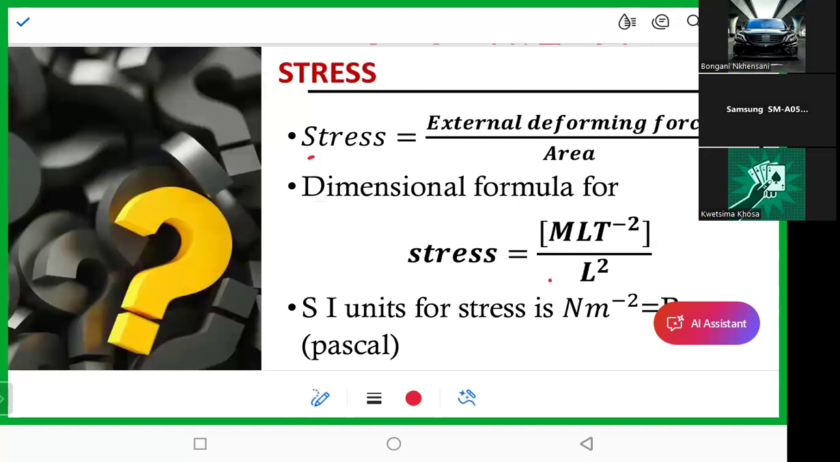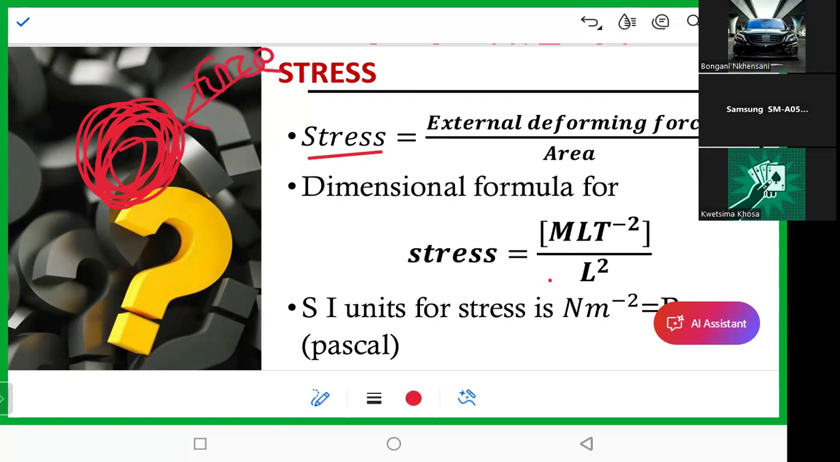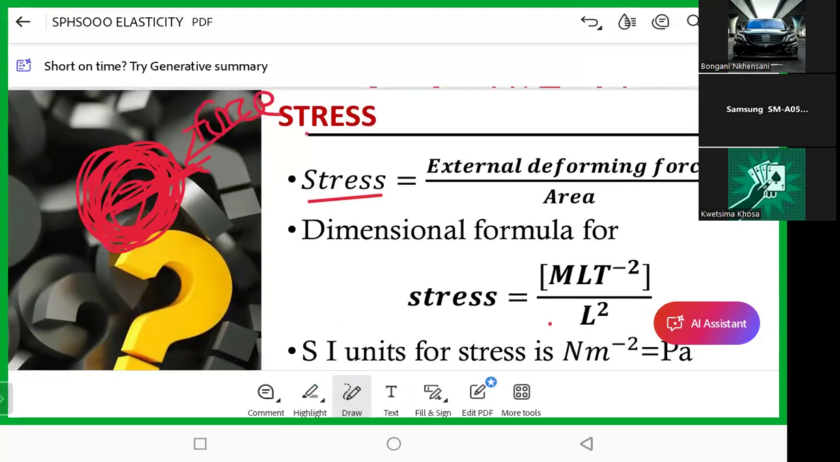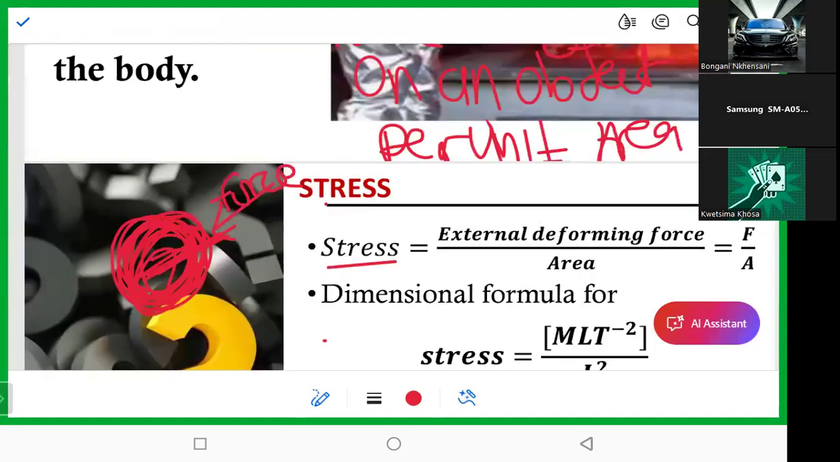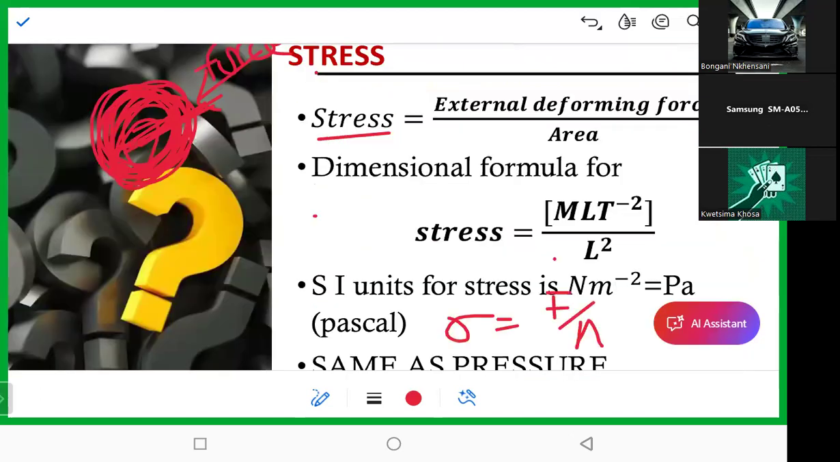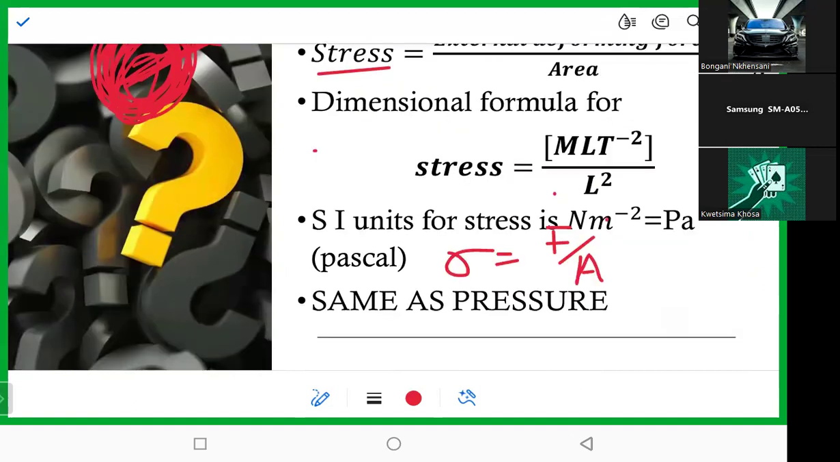Let's say we have an object, whatever object it is, and then we apply a force on it. The amount of force that we're exerting is called stress. So we're measuring the rate at which this object is deforming or changing. The formula is force per unit area. The symbol is sigma. So sigma is equal to force per unit area. Whenever you see this, you must know that we're talking about stress.